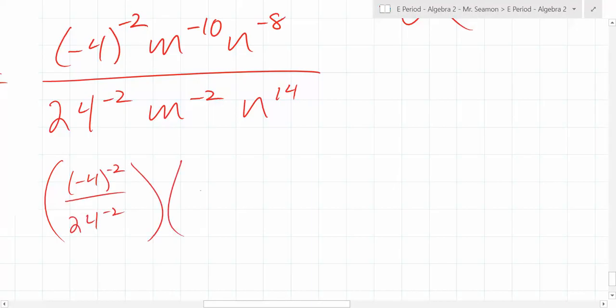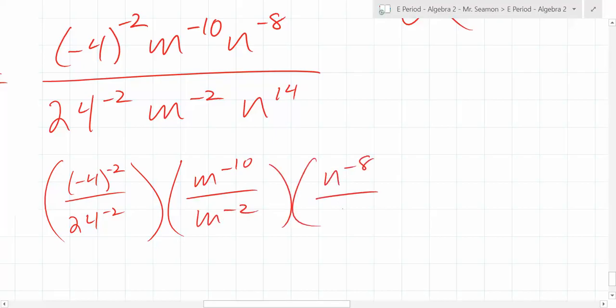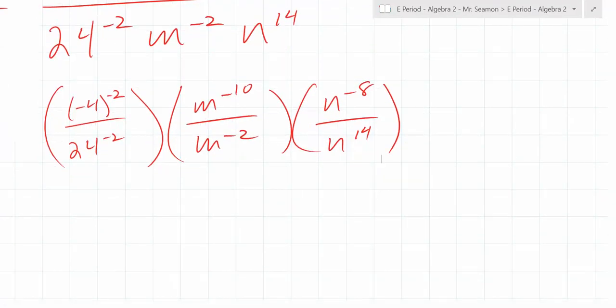and then what else do you have? M to the over m to the negative 2. All I'm doing is regrouping. Am I allowed to do this? Yes. What do you do with exponents if you have a common base? Subtract. Do we have the same base? No. No, so let's ignore that one for now.